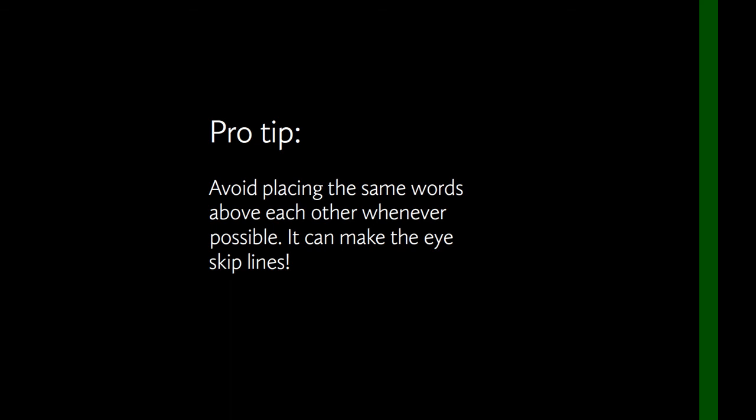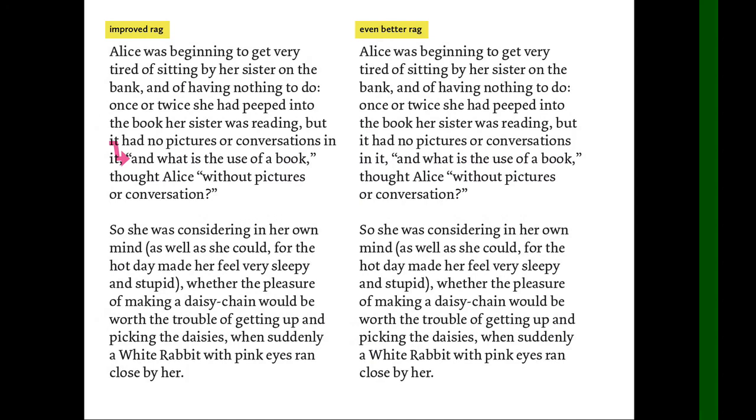Another thing you have to look out for, you want to avoid having the same words above each other whenever possible, because that can make your eye skip lines. That is just like the hyphens. It can make your eye jump from one to the next and skip the whole line. So here's an example. On the left, in our improved rag, you can see we have the word "it" appearing directly over the word "it." Okay? And the danger here is that your eye can jump from one to the next and skip a line. So you could go, "the book her sister was reading, but, and what is the use of a book?"